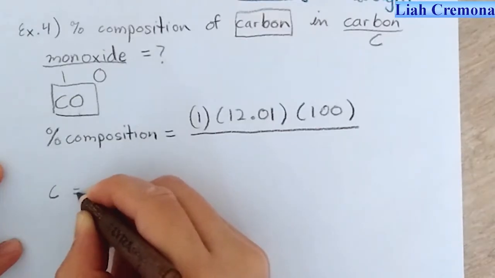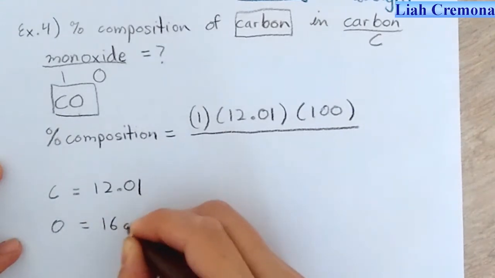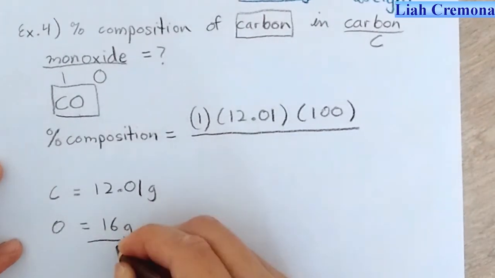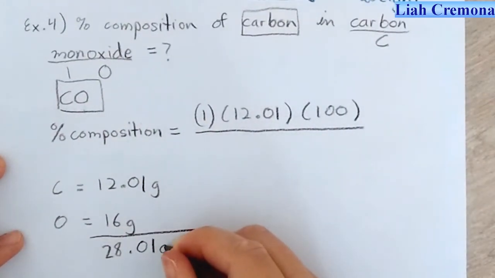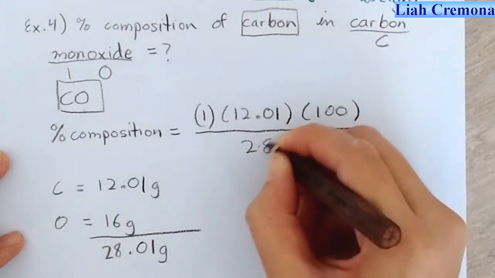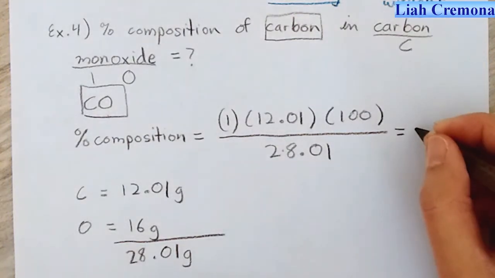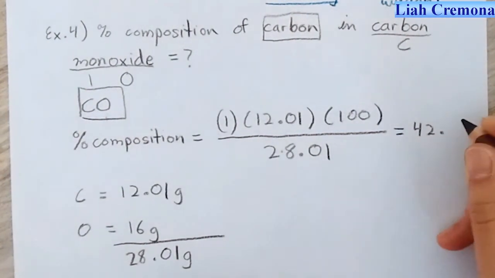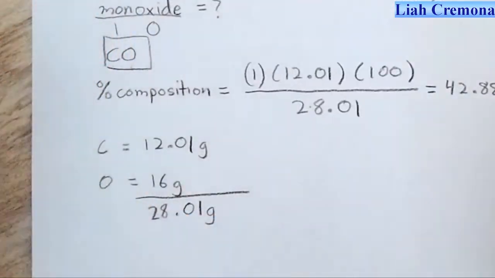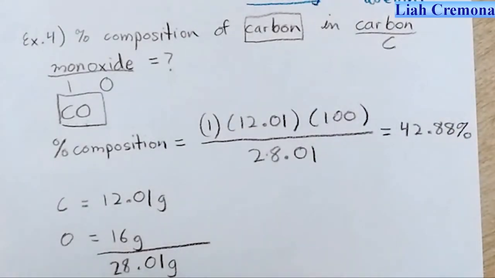Carbon has a mass number of 12.01, and oxygen has a mass number of 16. So we add these two together to find the formula weight, which is 28.01 grams. This is the formula weight, which goes in the denominator. The answer here is 42.88, and we know that this is the percent. So carbon makes up 42.88% of the weight in carbon monoxide.